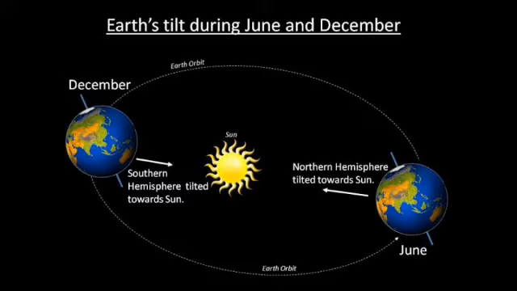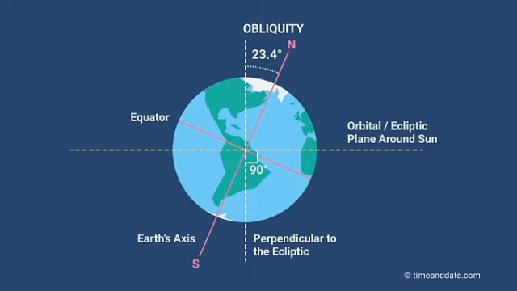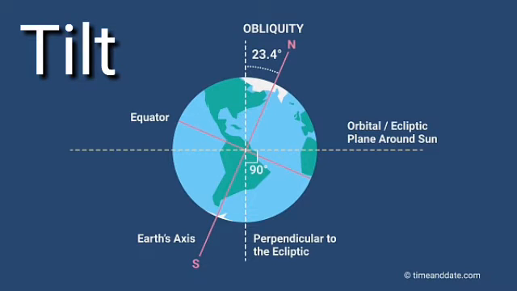Now let's see another photograph. In this photo you will see that the earth is not straight, or it is not perpendicularly rotating. It is tilted at about 23.5 degrees. Now what is this tilt going to do to the earth?